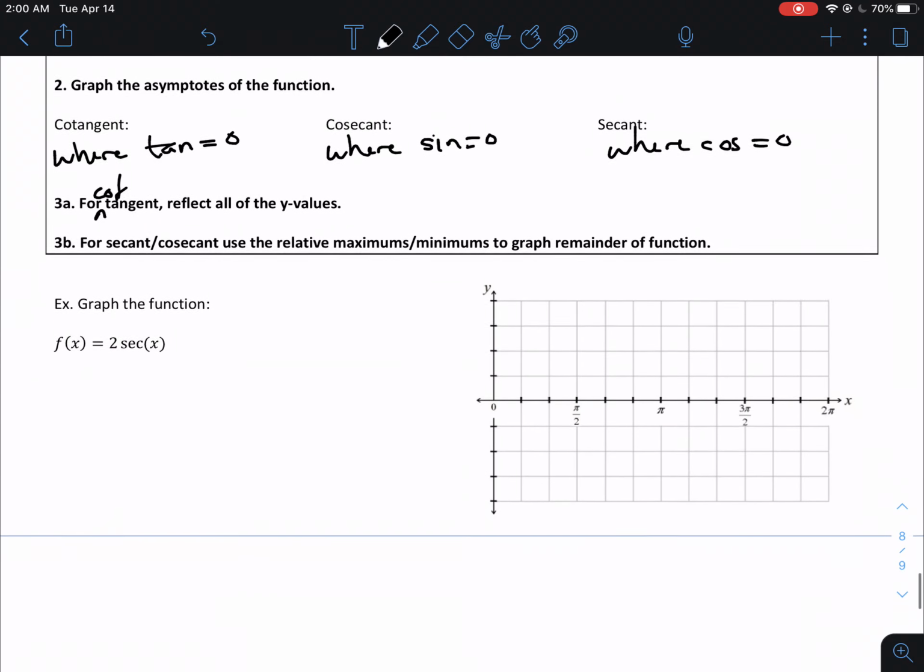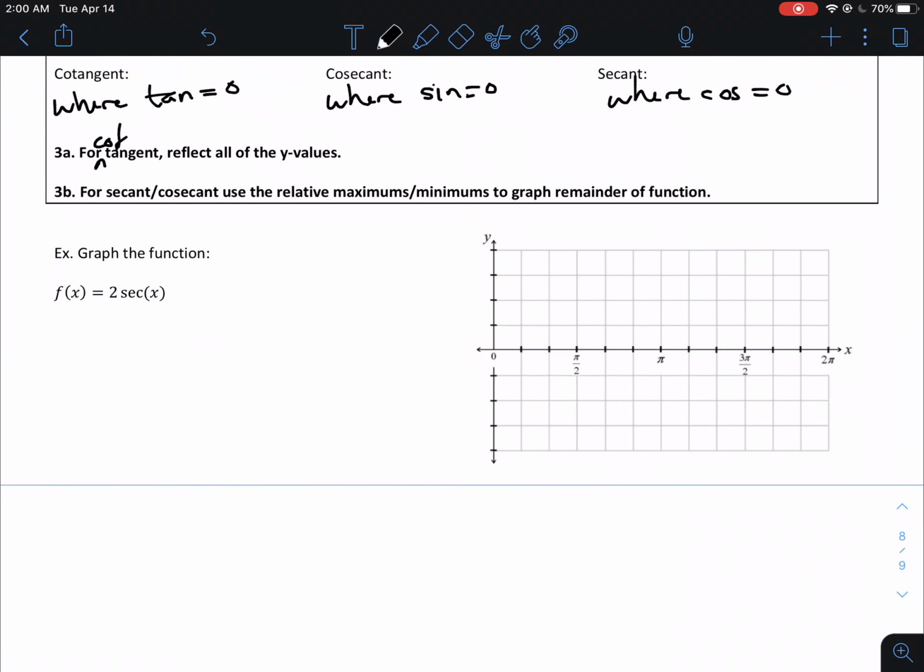So I do want to give you one example of kind of what this looks like. That way we can see how this would work. So for this example, it's asking us to graph our function of 2 secant of x. So first thing we're going to do is graph a different function. We're going to graph g of x equals 2 multiplied by cosine of x. And that's because cosine is the reciprocal of secant.